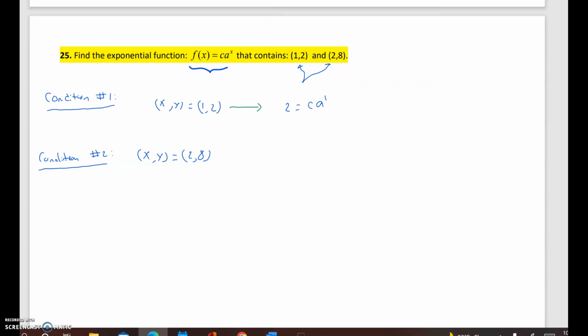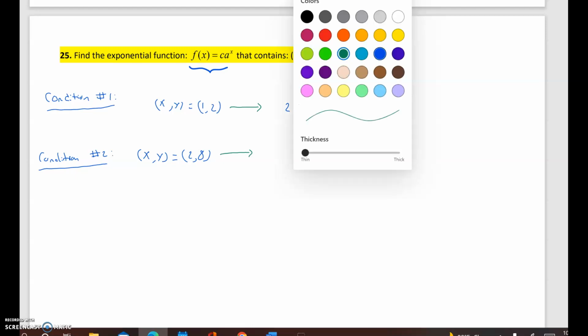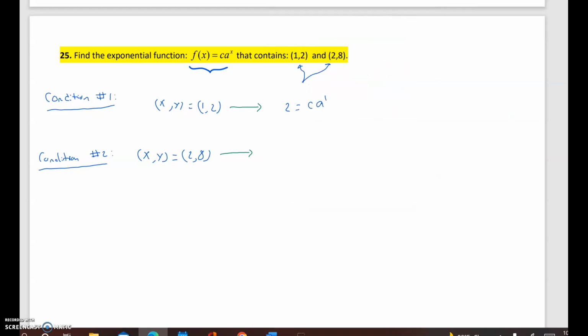In this case, since we're just looking at f of x and there's no y given, I'm just going to use the standard x and y, but you could label them ones and twos like when we did the slope. For this particular problem, your y is your f of x, so that's 8. This is equal to c times a to the second.